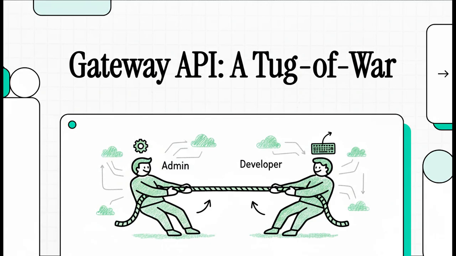Okay, let's just dive right in. The Kubernetes Gateway API, it's incredibly powerful, right? A huge step up for managing traffic. But if you have ever used it in a shared cluster, you've probably felt this hidden tension. It's like a quiet tug-of-war between the folks who run the cluster and the folks who build on it. So in this explainer, we're going to pull back the curtain on that very conflict.